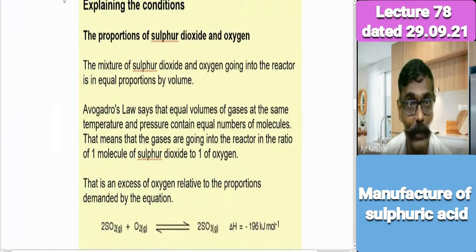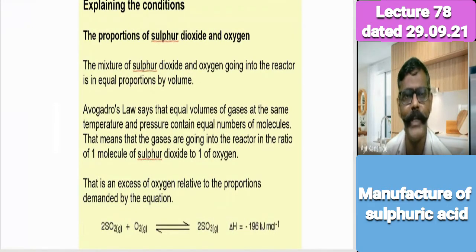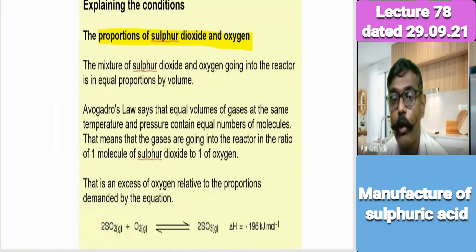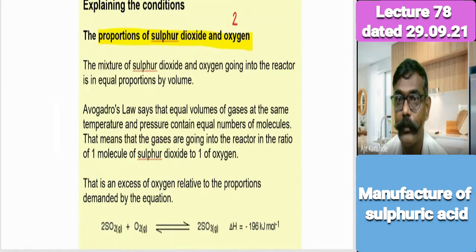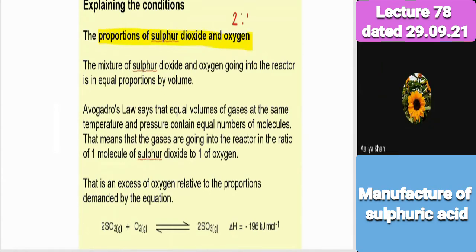Already I had discussed that, but now, stepwise, we will see what is the proportion of sulfur dioxide and oxygen. Now answer my question. Theoretically, ideally, what should the proportion be? 2:1. No, 2 is to 1.